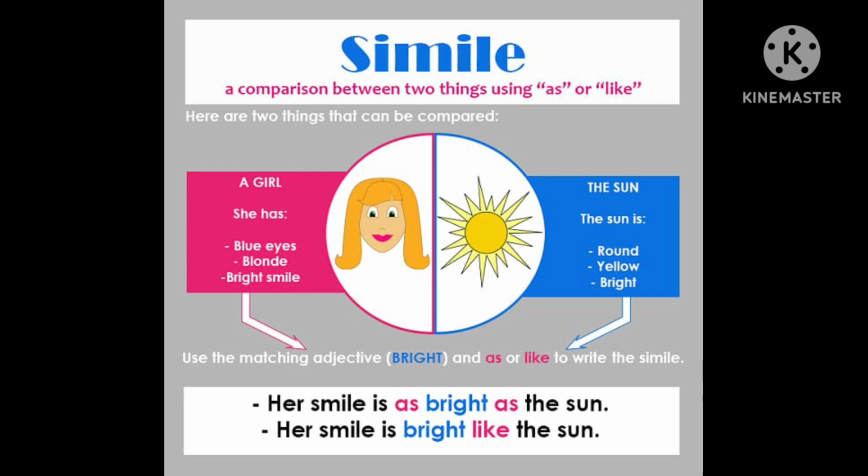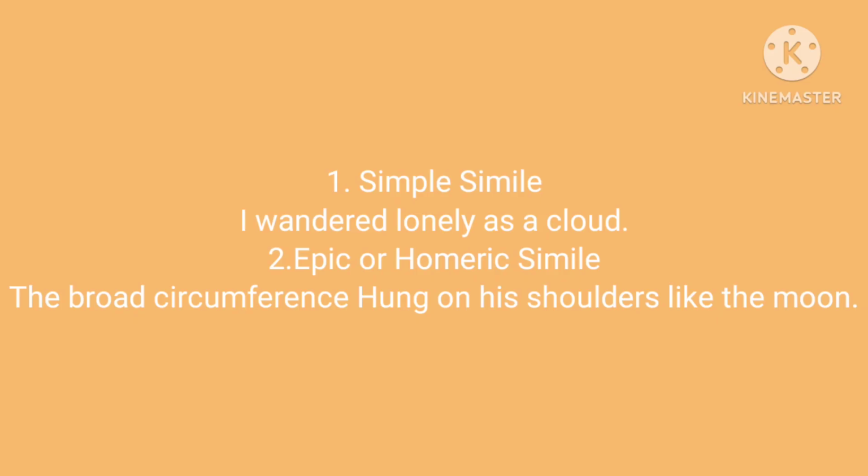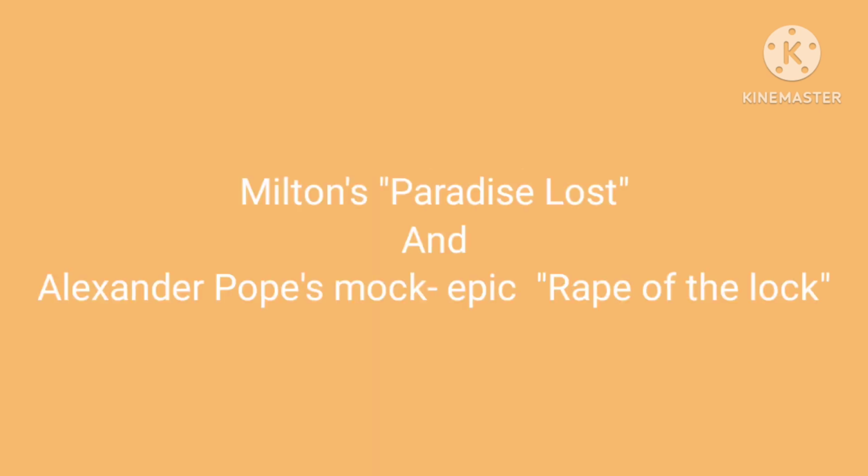There are two kinds of simile, the simple simile and the Homeric simile. An example of a simple simile is "I wandered lonely as a cloud", in a simple language. The epic simile is called Homeric because it was first used by Homer, the great epic poet of ancient Greece. It is also called a long-tail simile because in it the comparison is spread over a number of lines.